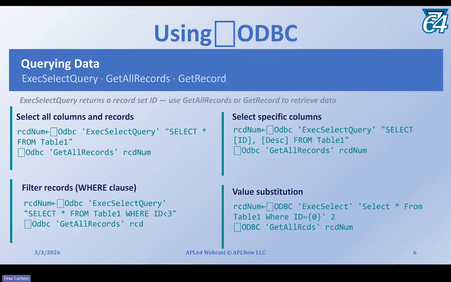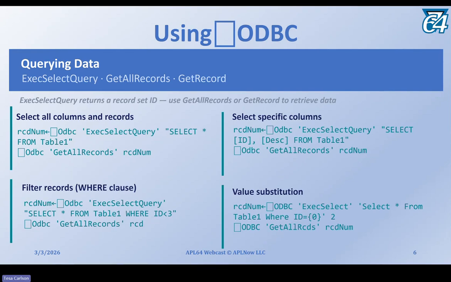Retrieving data from the ODBC connected database is a two-action process involving the exec select query or its synonym exec select, and the get all records or get record actions. The exec select query applies to a Quad ODBC instance. The action argument provides the ODBC select statement.